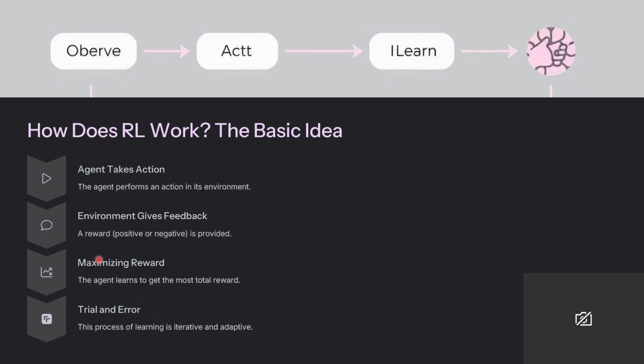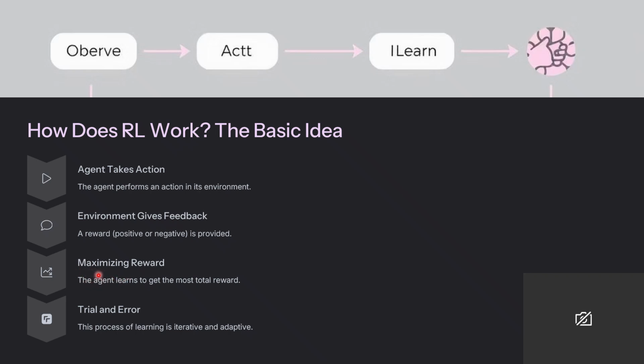The second step is the environment gives feedback. Maybe it gives a reward if the robot doesn't fall, or a penalty if it hits a wall. Just like that, negative or positive feedback. Then step 3 is the agent learns from this feedback and remembers which actions give it rewards.